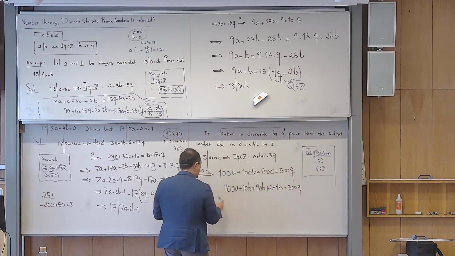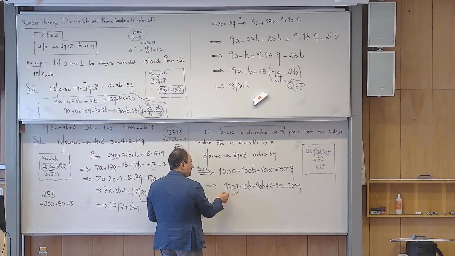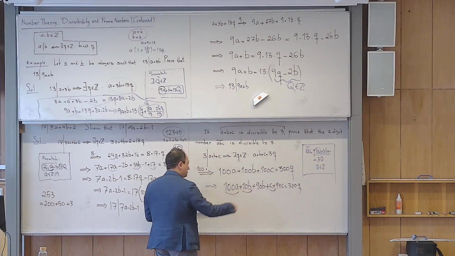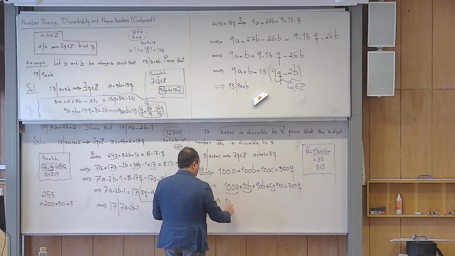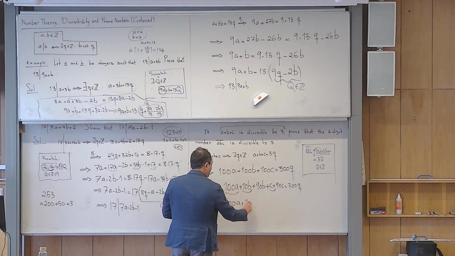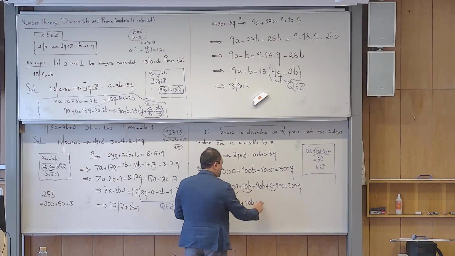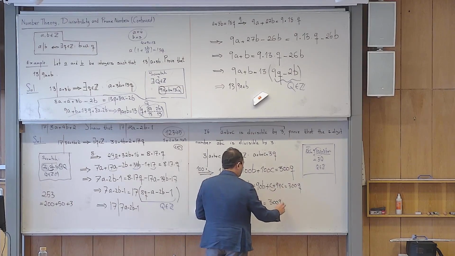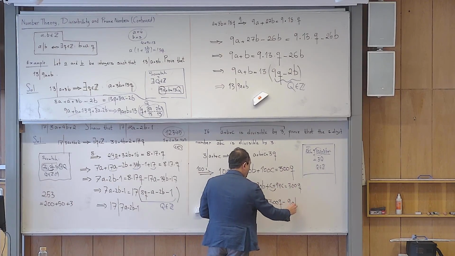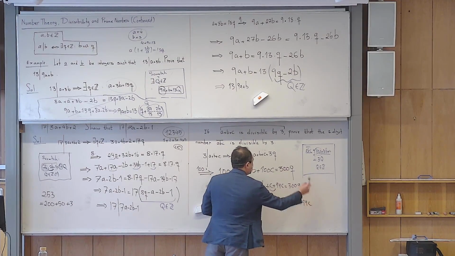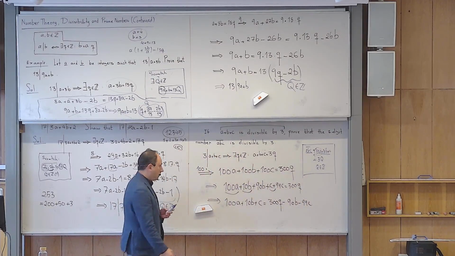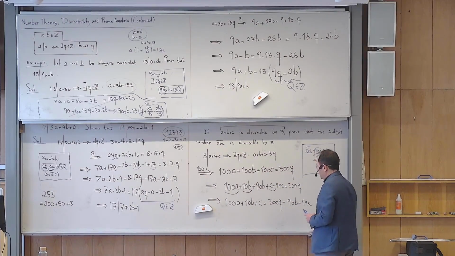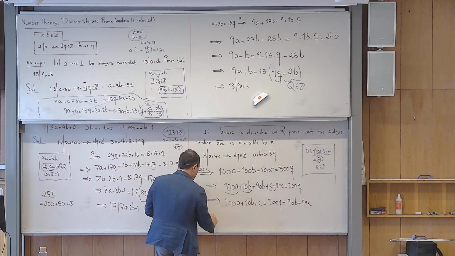Now what I need is what? This I need, this I need, this I need. So these are my garbage, so I will put them on the other side. So 100A plus 10B plus C is equal to 300Q, and then I have minus 90B, and then minus 99C. Yes? And then what is the goal? The goal is that you have to have a 3 out.